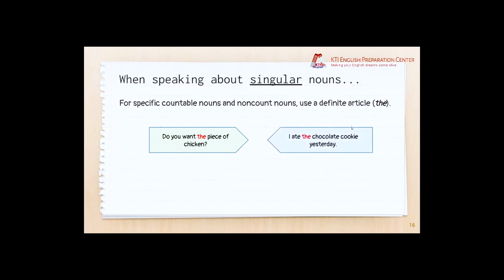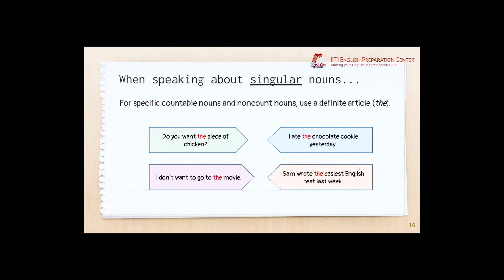I ate the chocolate cookie yesterday. That might be the one cookie that you wanted to eat after work. I ate that specific one. I don't want to go to the movie. In this case, I'm talking about the one we were talking about earlier. If you were saying, do you want to go see the new Marvel movie? And I say, no, I don't want to go to the movie. It's that one I don't want to go to.